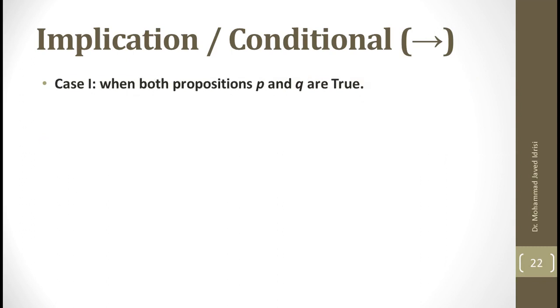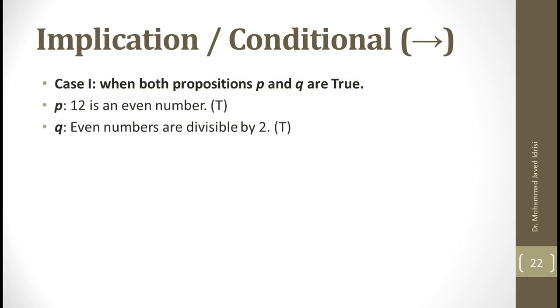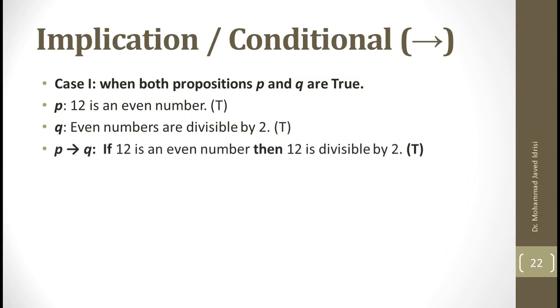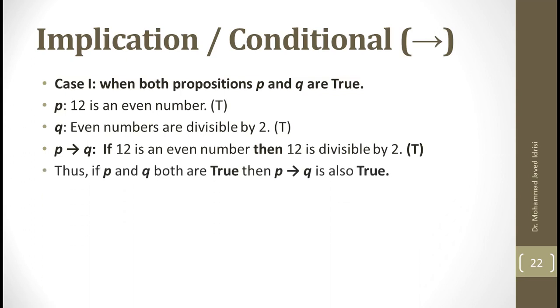Let's take the first case when both propositions P and Q are true. Suppose P is 12 is an even number, which is a true proposition, and Q, even numbers are divisible by 2. Here P and Q both are true propositions. So P implies Q refers if 12 is an even number, then 12 is divisible by 2, which is a true proposition. Hence we can say that P implies Q is true if both P and Q are true.